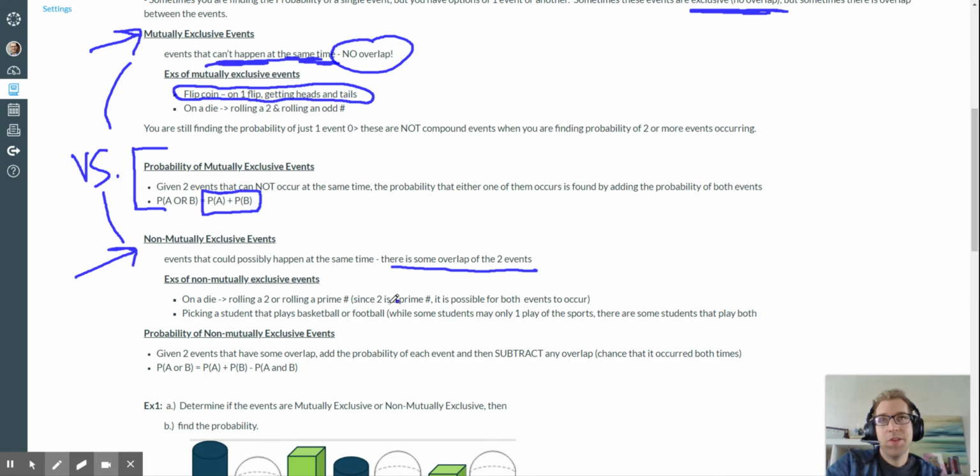Maybe a similar example would be rolling a 2 on a 6-sided die, or rolling an even number, right? We know 2 is an even number, but there's also some other even numbers, but there's some overlap there. It's not that you can't have them happening at the same time.